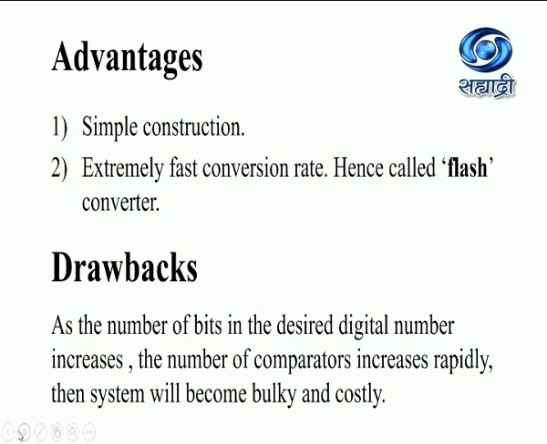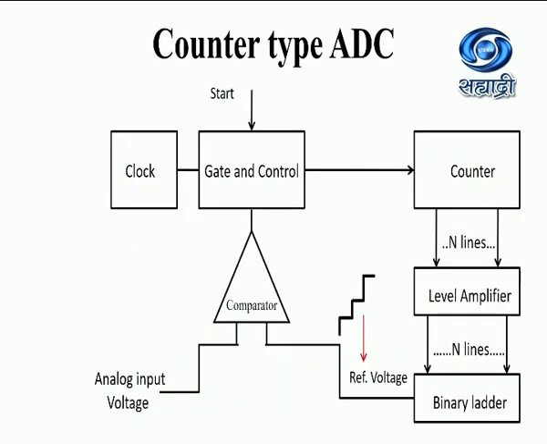The advantages are simple construction and an extremely fast conversion rate, hence it is called a flash converter. The drawback is that as the number of bits in the desired signal increases, the number of comparators increases rapidly and the system becomes bulky and costly. So the next type of ADC is the counter type ADC.